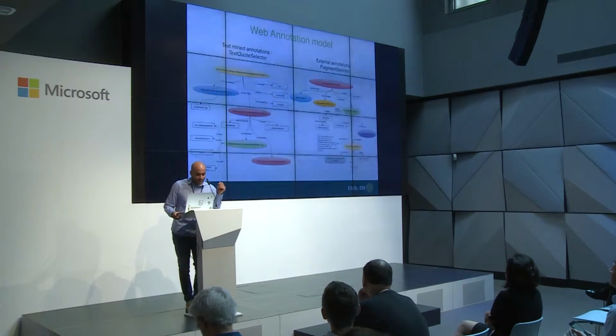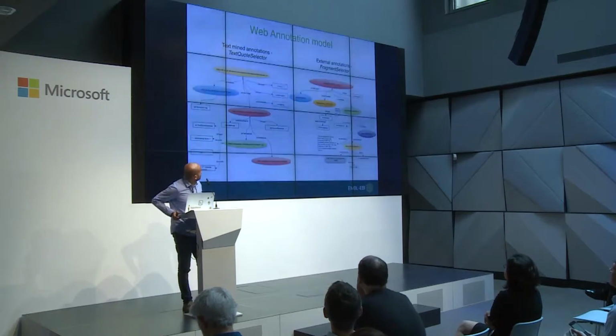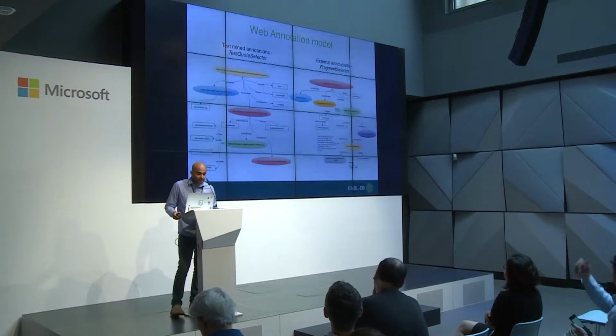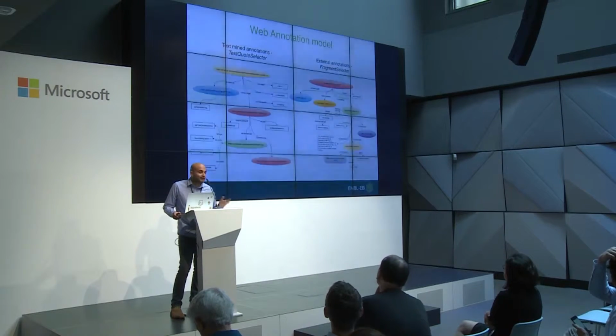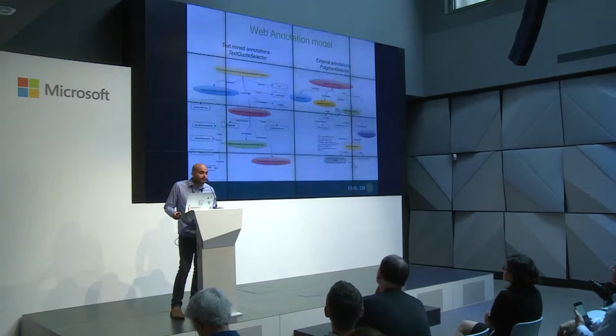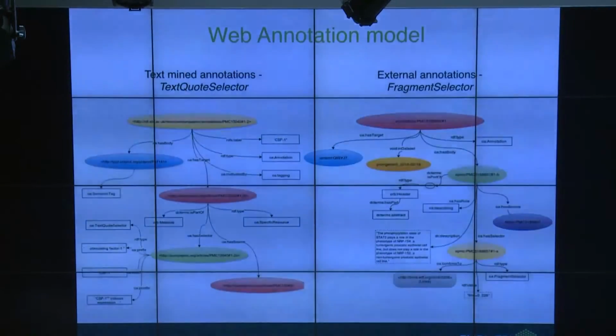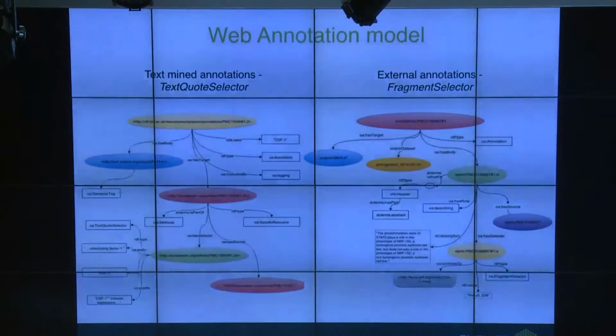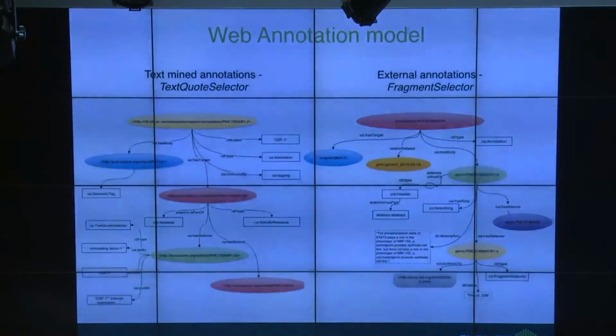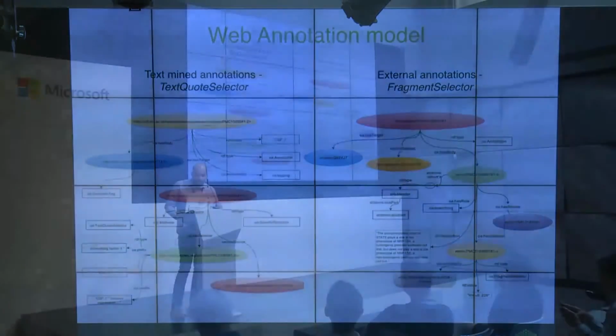This is the example of the data model we have used. All text-mined annotations that we have mined are of the text quote selector. So you have a prefix, a postfix, and the annotation. And to the right, there is an example of an external annotation modeled as a fragment selector.